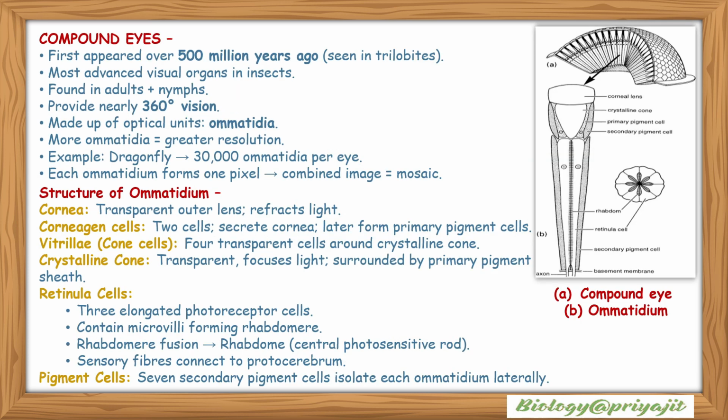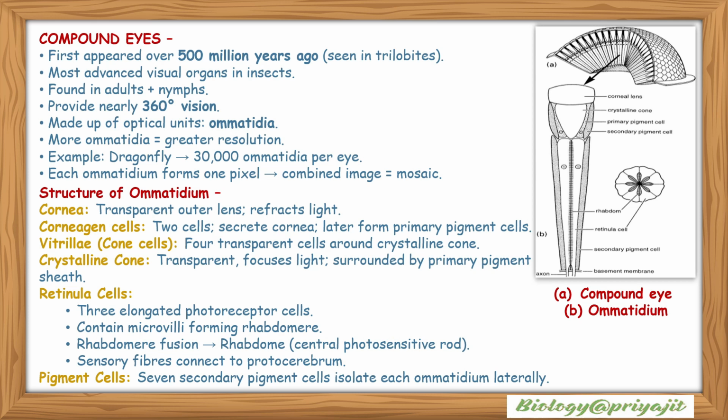Compound eyes first appeared over 500 million years ago, seen in trilobites, and are the most advanced visual organs in insects. They are found in adults and nymphs. They provide nearly 360 degree vision, made up of optical units called ommatidia. The more ommatidia, the greater the resolution of the eye. Example, dragonfly, which has 30,000 ommatidia per eye, and each ommatidium forms one pixel of the combined image or mosaic.